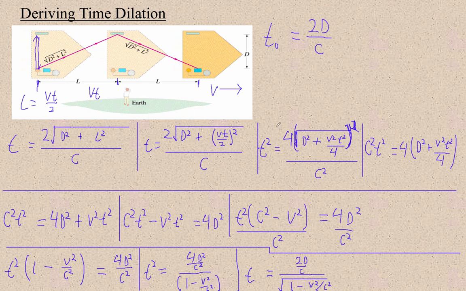So let's write that up here. This is it. Notice that this thing in the numerator is just t naught. So here it is. Let's write it nice and big. So t is equal to the undilated time, the proper time, divided by the square root of 1 minus v squared over c squared. Isn't that amazing?